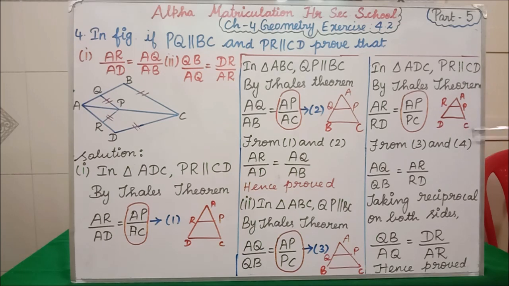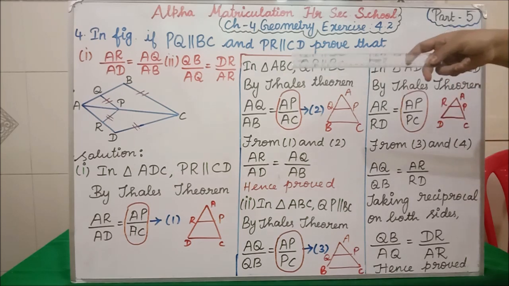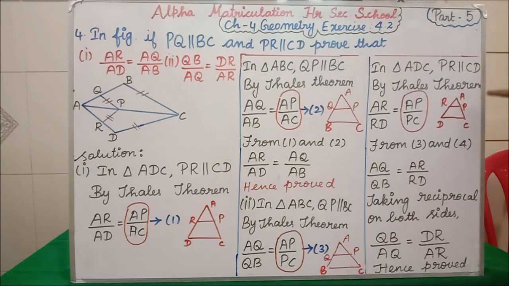Again, I have drawn the triangle separately. See, on the AR side we are having D, on the P side we are having C. Now can we write now by Thales theorem? AR divided by RD is equal to AP divided by PC. Clear? Now notice this. This is your equation number 4. Clear, students?